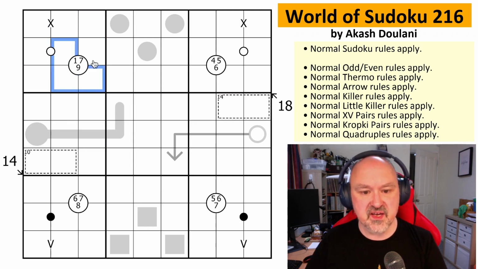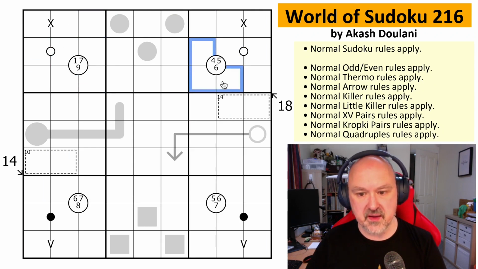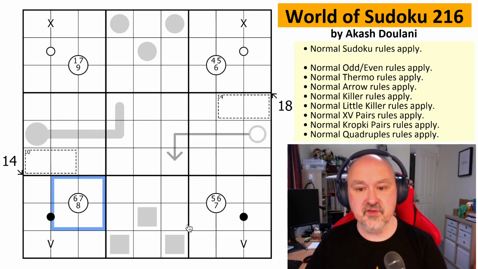So in these 4 cells, there must be a 1, a 7, and a 9. In these, there must be a 4, 5, and a 6. And the way that is explained is the cells touching the circle must contain at least one instance of the number in the circle. But in this case, because they're all in the same box, we know that they must be there. So there must be a 5, 6, and 7 in there, and a 6, 7, and 8 in there. That's what we've got to start off.